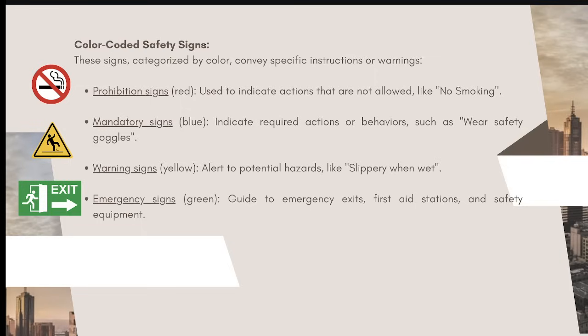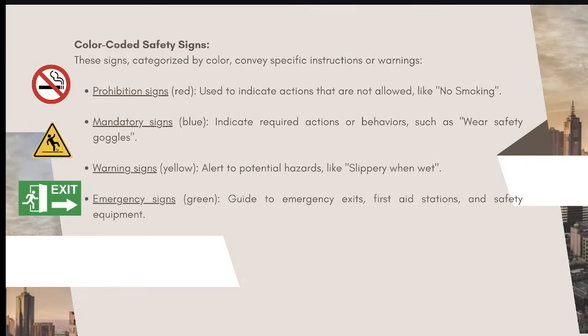Another one is what we call the warning signs, or the yellow signs. This one is just to alert to potential hazards, like slippery when wet. So these are the examples.